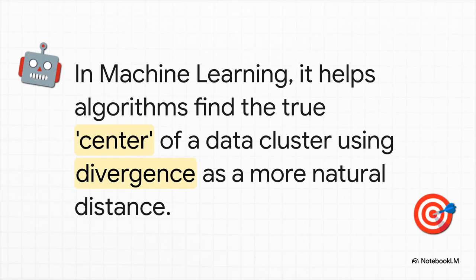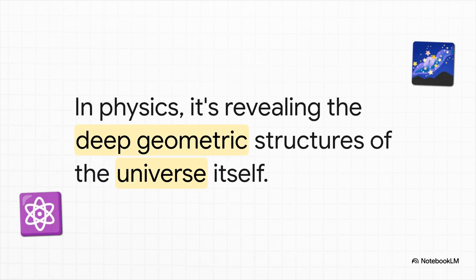Let me give you a concrete example. Think about machine learning. An algorithm might be looking at a huge cluster of data points. Now, instead of just finding the simple, boring average, information geometry helps it find the true center of gravity of that information. It's a way smarter, way more natural method for finding the single point that best represents the entire cluster. And honestly, it gets even bigger than that.